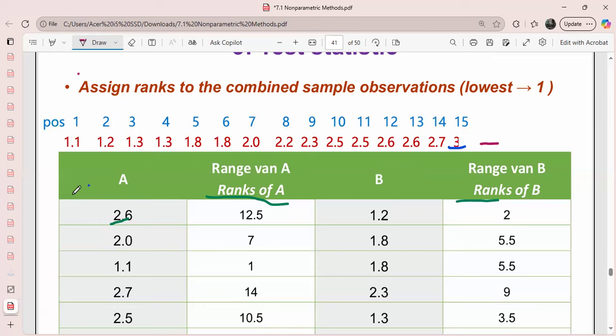Now, this is very important. If you have a value and that value is not repeating, you don't have two values that are repeating, like 1.3, 1.3, only like 1.1, then 1.1 is on position 1. We're just going to assign it as rank 1. 1.2 is on position 2 and it's not repeating, we don't have another value as 1.2. So 1.2 is on rank number 2.